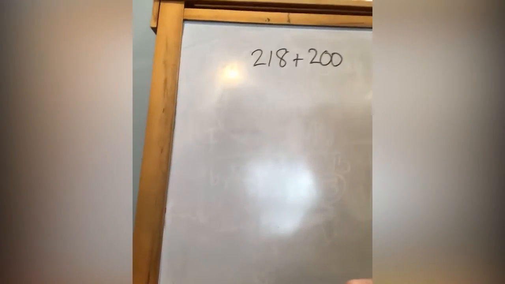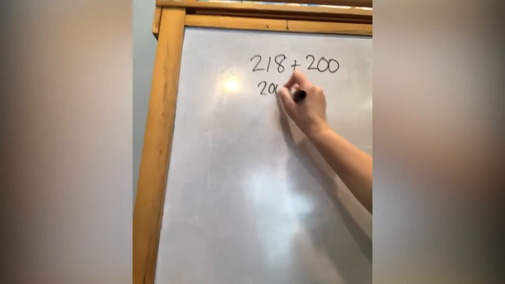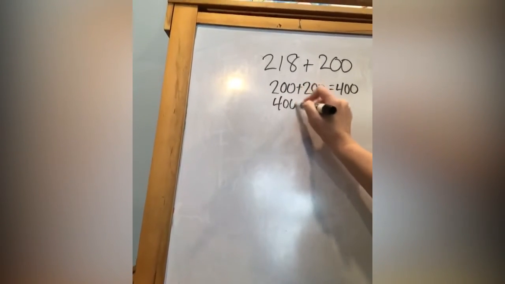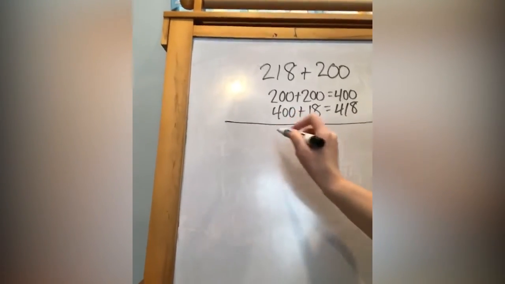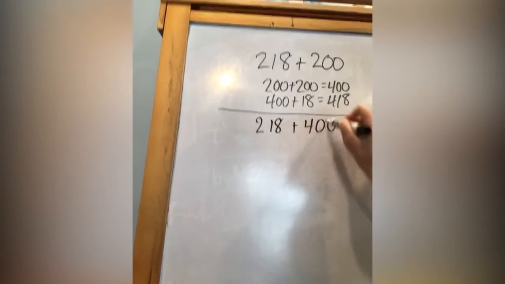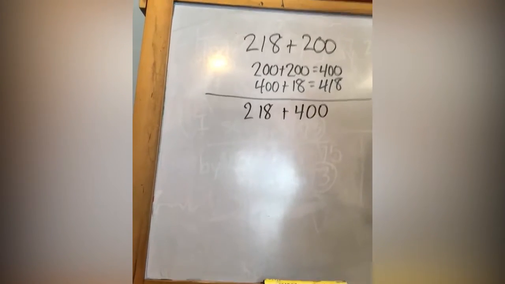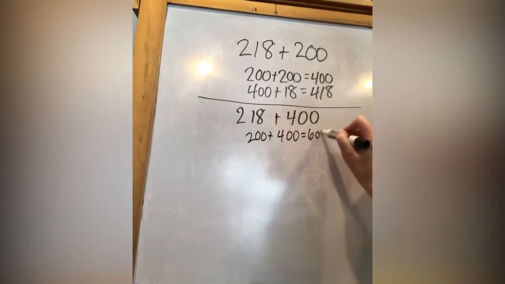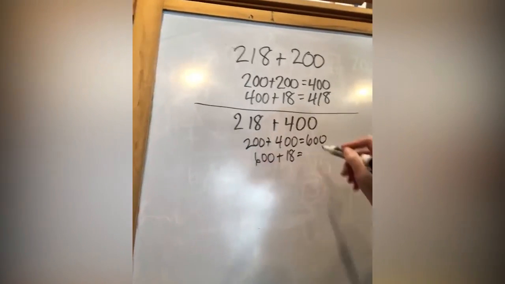What's your strategy today, Patrick? I took away the 18 and I did 200 plus 200 is 400, and then 400 plus 18 is 418. Okay, very good. Okay, so then what if I change the problem to 218 plus 400? I would do 200 plus 400 is 600, and then add 18, which is 618. Okay, so a similar strategy there. He's going to go ahead and add his hundreds together.